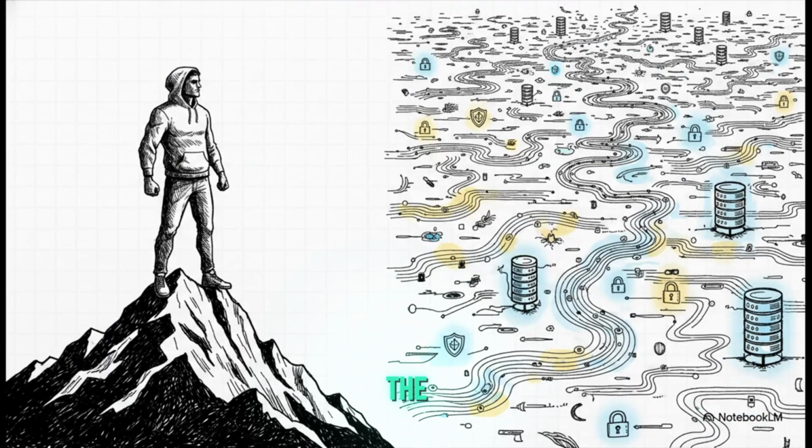So, to get inside the head of this digital warrior, we have to understand the battlefield they operate on, and that is the network itself. This isn't just about some cables and Wi-Fi signals. It's a whole complex landscape of rules, addresses, and even a few secret passages.